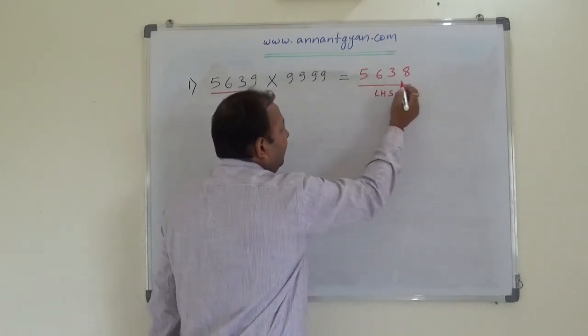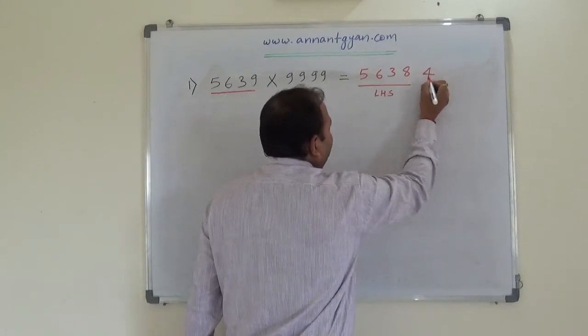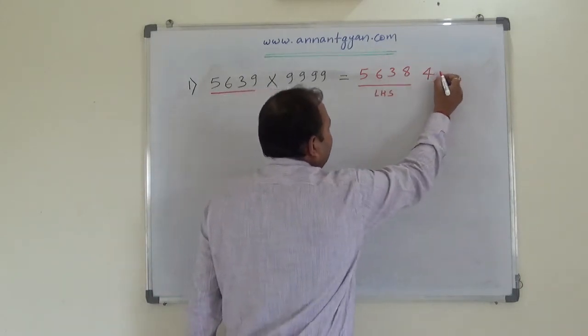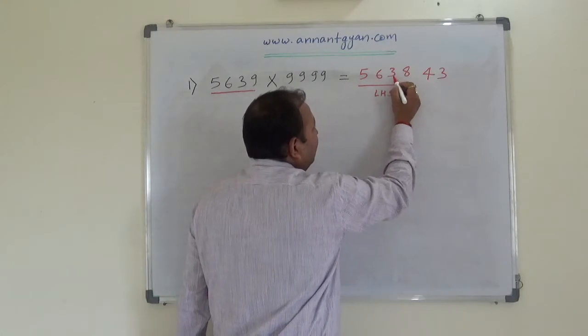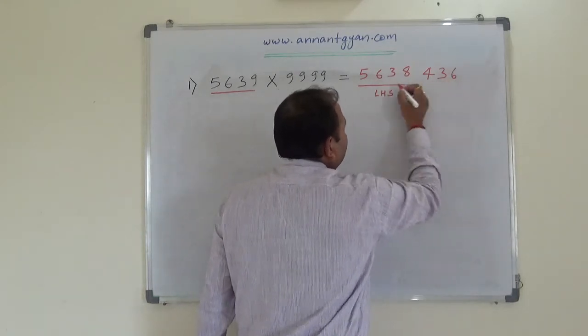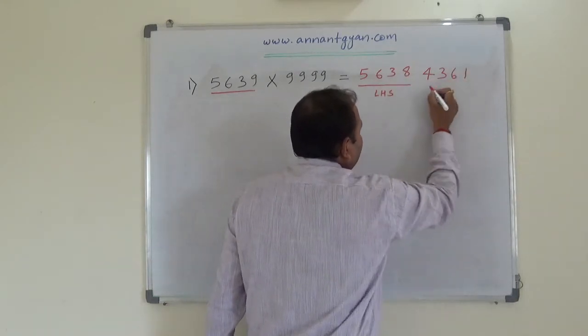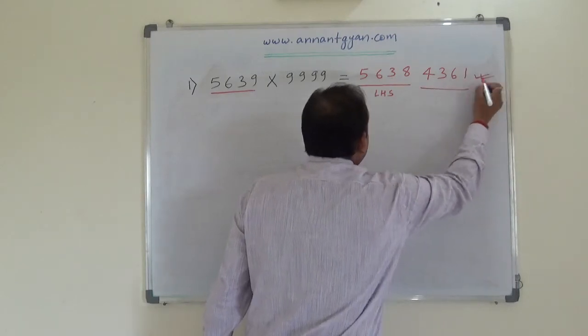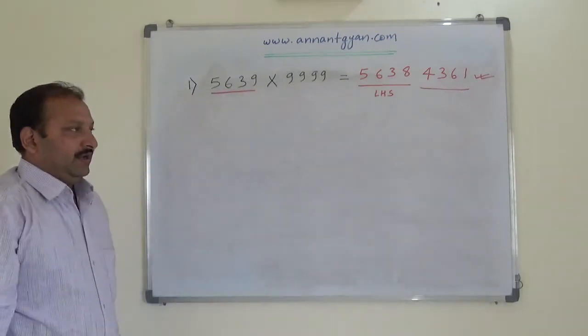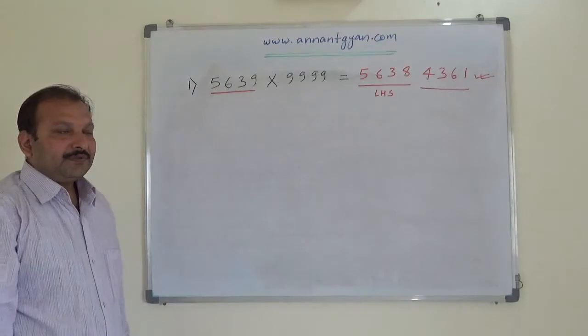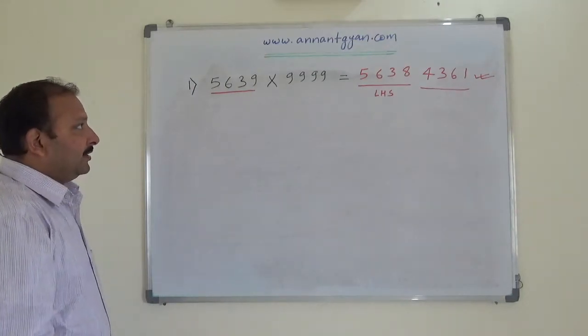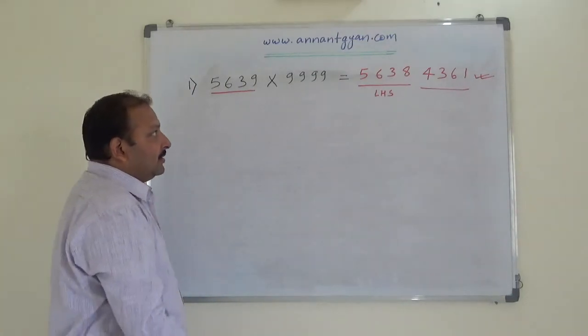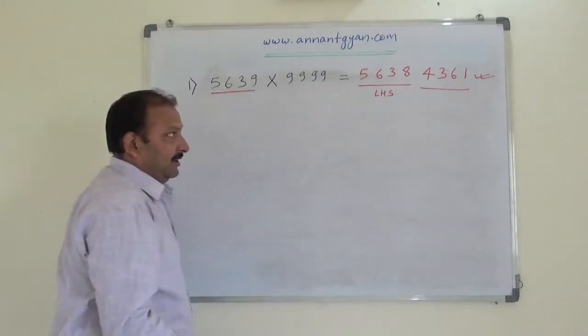So, 9 minus 5, it is 4. I shall write 4 here. 9 minus 6, it is 3. 9 minus 3, that is 6. 9 minus 8, it is 1. This is the answer of this multiplication. So it is very easy to get the answer quickly with the help of Vedic Mathematics.